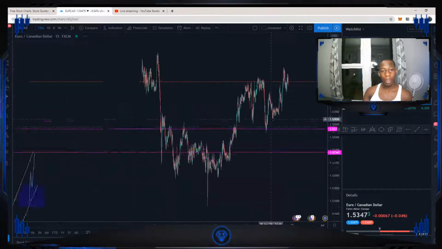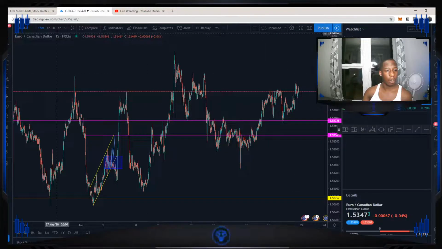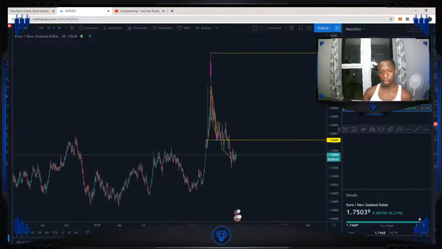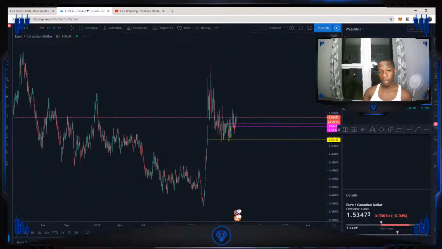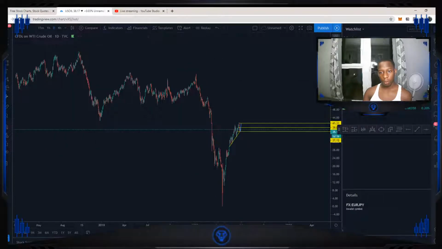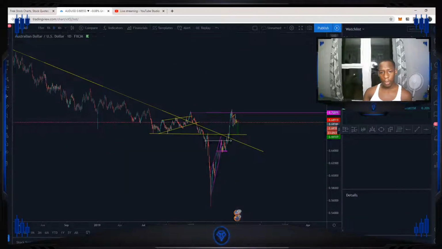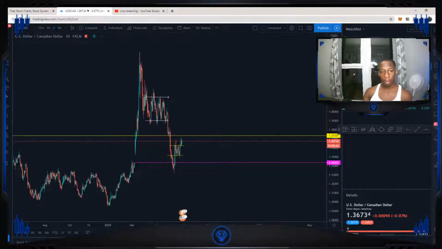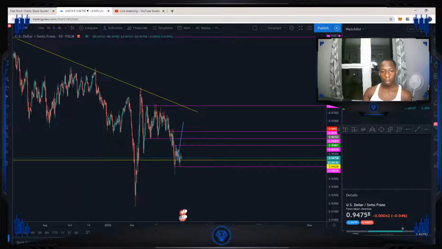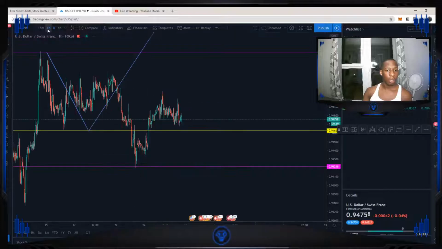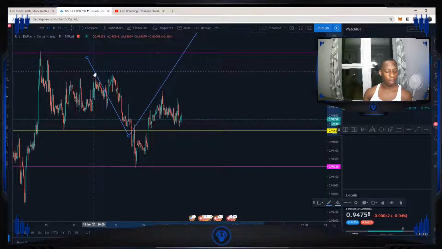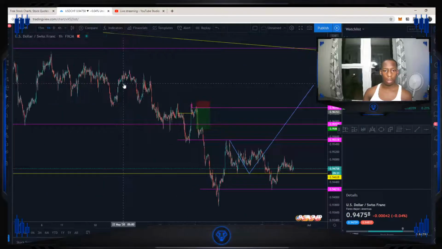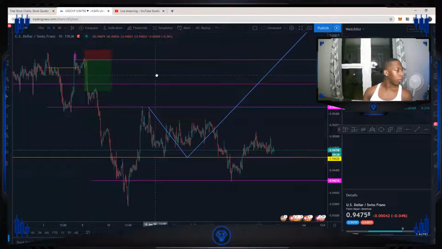EUR CAD is looking very messy. Last day for that, it went long. What could I say? EUR NZD, very nice pair. AUD USD looks so nice from the daily. USD CHF, I've done that. That was a nice trade right there.